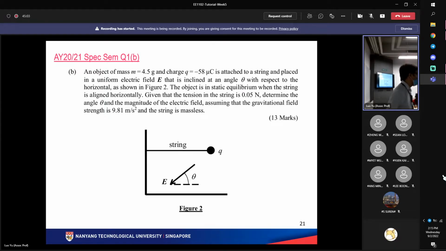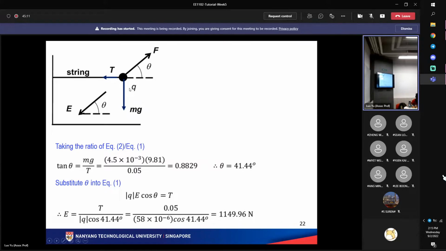Tension, gravity, and electric. Yes, very good. So first, we bear in mind this is an electric charge. This particle experiences 3 forces. The tension force from the string, which is acting to the left, okay? Gravity, perpendicular to the bottom. Remember, the electric field is in this direction.